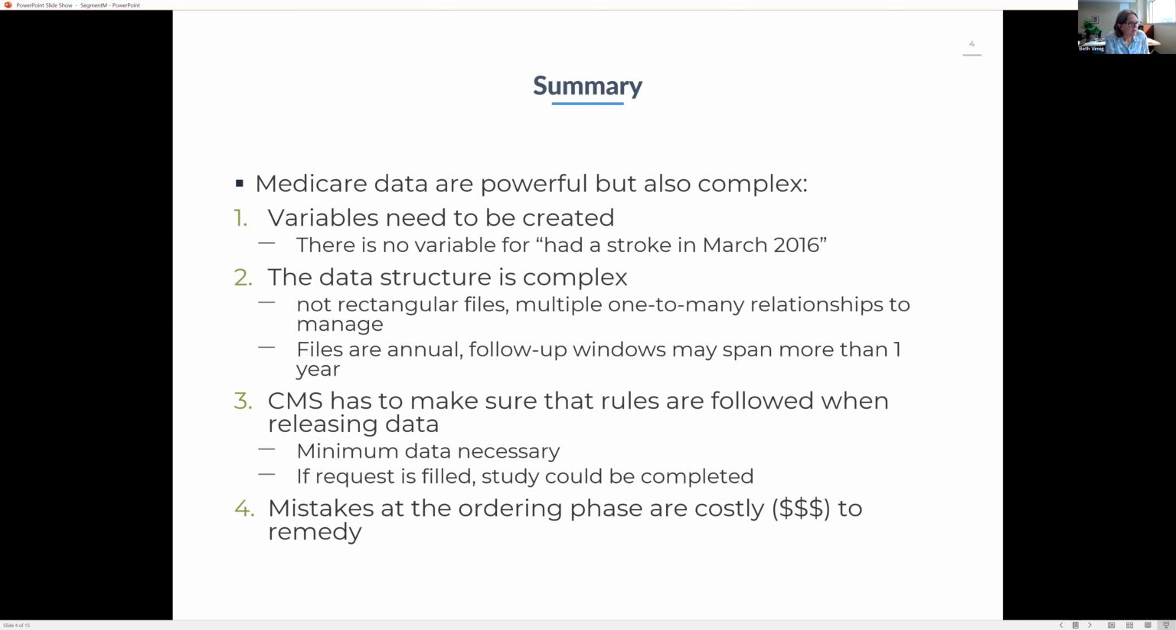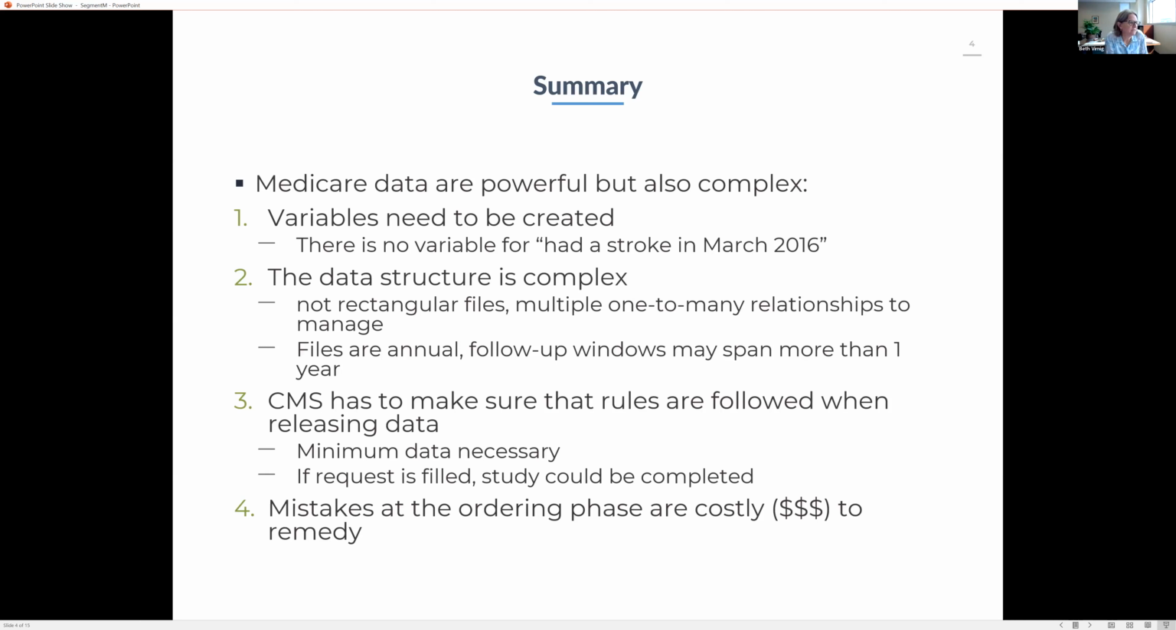The other piece with CMS is that they will not fill requests where the study can't be completed. So they will say, wait a minute, you say you want to look at whether tobacco use is associated with clean surgical margins. It's an important question, but the file doesn't have any information on surgical margins. It does have information on surgeries, and it doesn't have a lot of information on tobacco use. So how exactly are you going to do this study? And how can we be sure that if we release the data for you to do the work, you actually could complete the study?